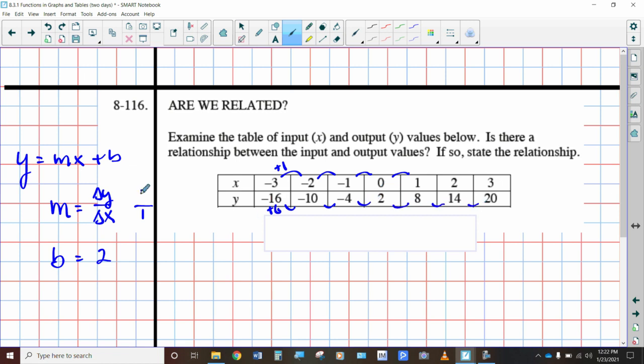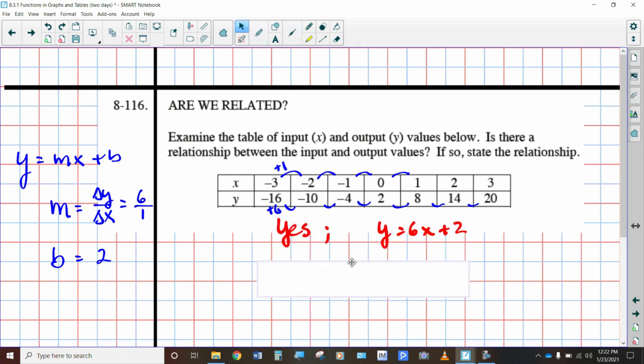So in all of these situations, y is increasing by 6 as x increases by 1, which means that the rule is y equals 6x plus 2. So just the fact that we saw that consistent growth rate means that there is a relationship between the input and the output values, defined by this rule right there.